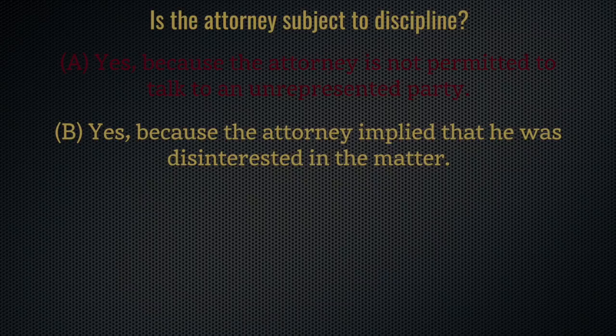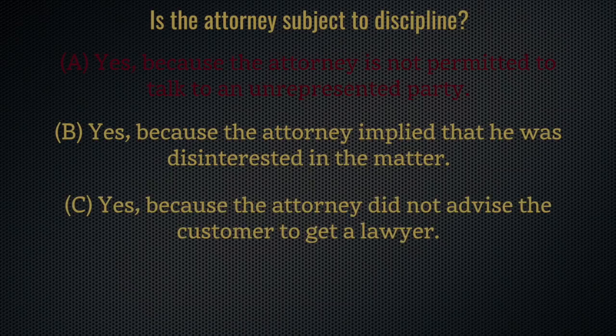Okay, this is the exact rule that we just outlined and articulated together. So while I think B is the correct answer, let's hold on to it as we evaluate C and D. C says yes, because the attorney did not advise the customer to get a lawyer. So C is wrong because as an attorney speaking to an unrepresented individual, you do not have to advise them to get an attorney. You shall not give them legal advice if their interests are in conflict with your client other than to get an attorney, but you do not have to advise them to get an attorney.